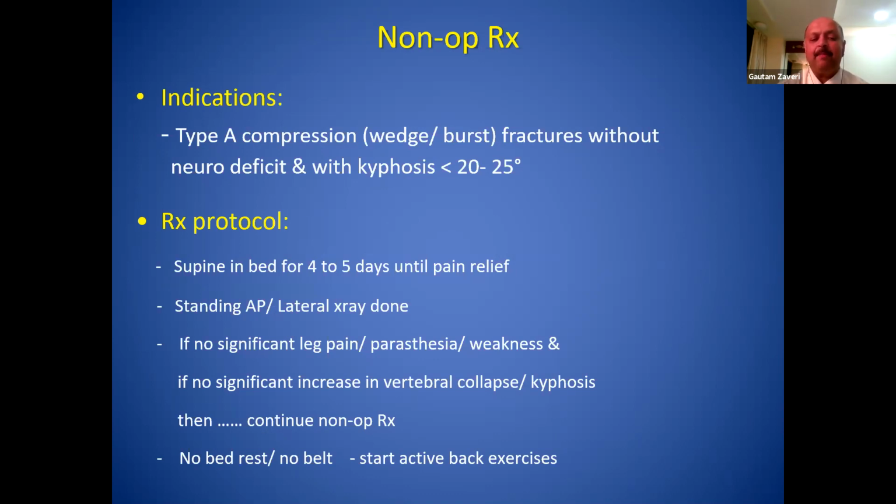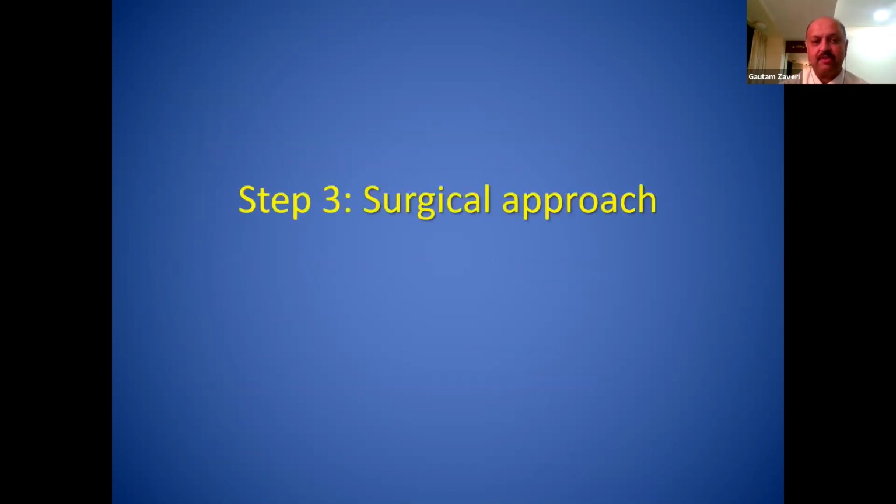If on standing up, the patient does not get any significant radicular leg pain, paresthesia, weakness, and on X-ray you do not see any increase in vertebral collapse or kyphosis, then what we thought was stable is in fact still a stable injury and you can continue non-operative treatment. In these type of patients, I do not recommend bed rest. I do not use a belt. I start active back exercises for these patients.